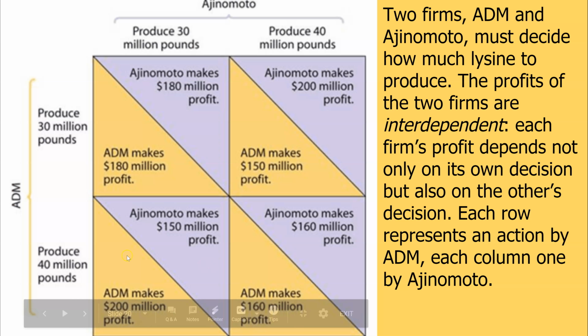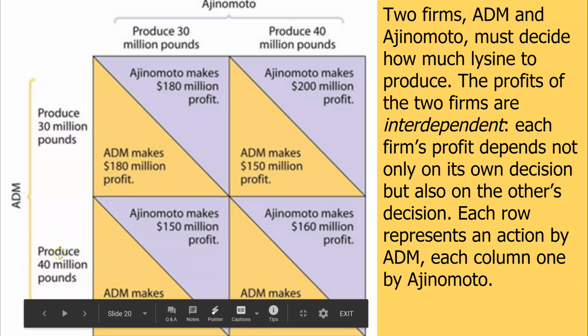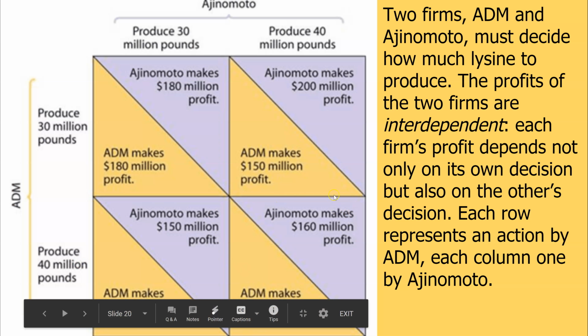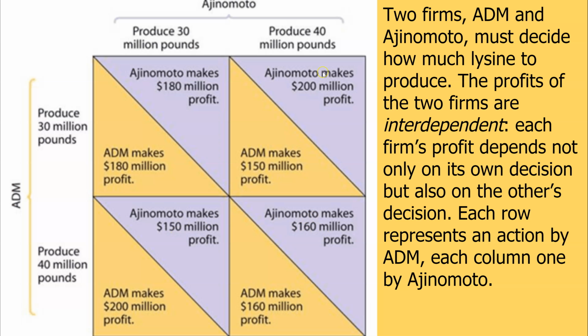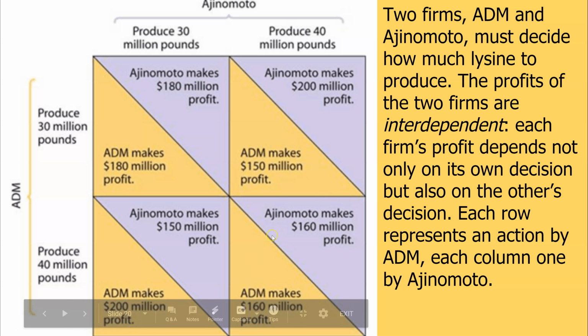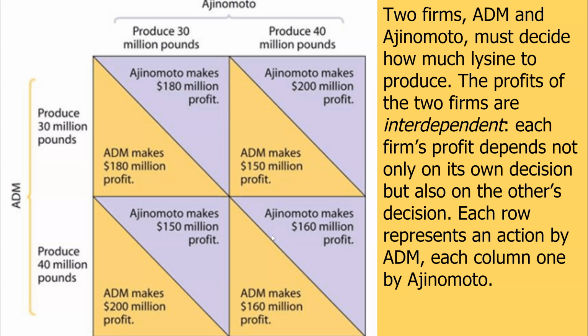So this is their dominant strategy, to produce 40 million pounds. Now you notice both firms have a dominant strategy, an incentive, a motivation to produce 40 million pounds. And so what we end up with is this box in the lower right-hand corner that becomes what we call a Nash equilibrium. The idea is that the incentive to move from that box for Ajinomoto is to lose money, for ADM is to lose money. And so the idea here is if we produce 40 million pounds and we're going to make more money here, then it's better for us to not move out of this space, because to do so, we're going to lose money as a result of that.